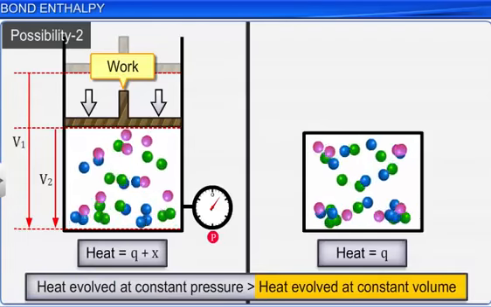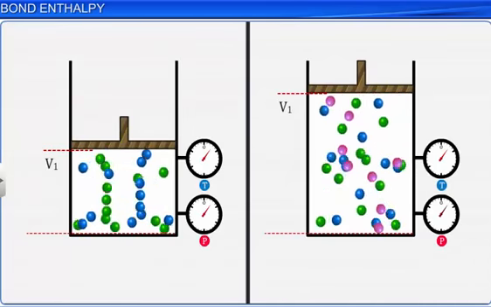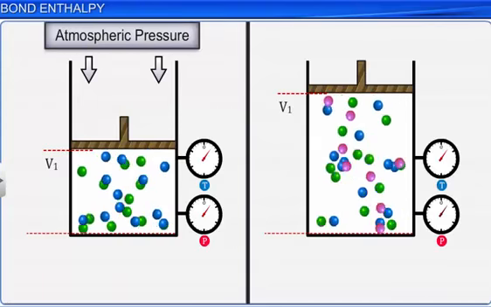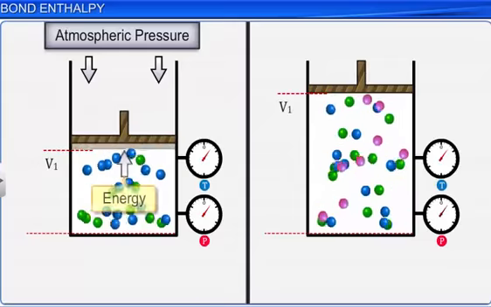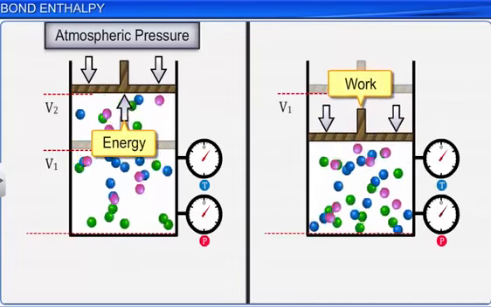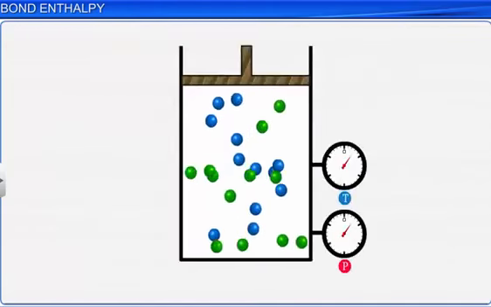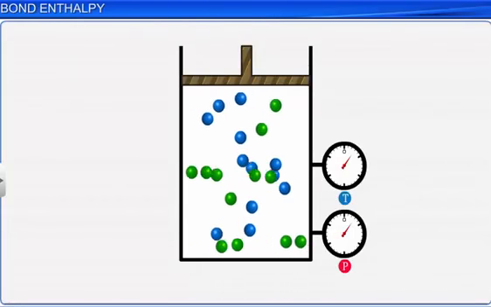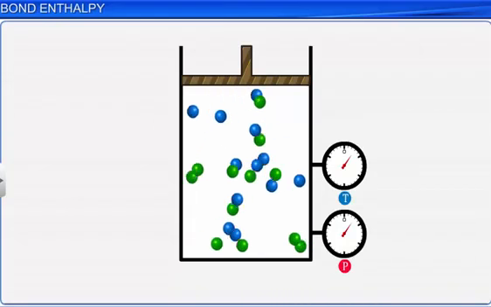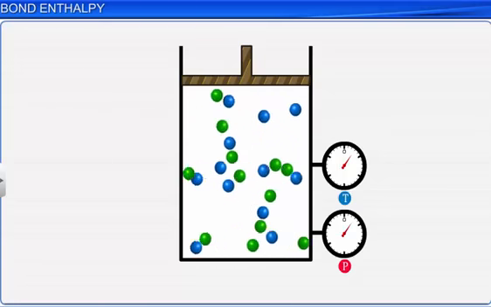Thus, it can be concluded that heat changes occurring at constant pressure and temperature are not only due to change in internal energy but also due to expansion or contraction against the atmospheric pressure. Hence, the scientists felt the need to study the heat changes at constant pressure and temperature. In order to study the heat changes in a chemical reaction at constant temperature and constant pressure, a new thermodynamic function called enthalpy was introduced.